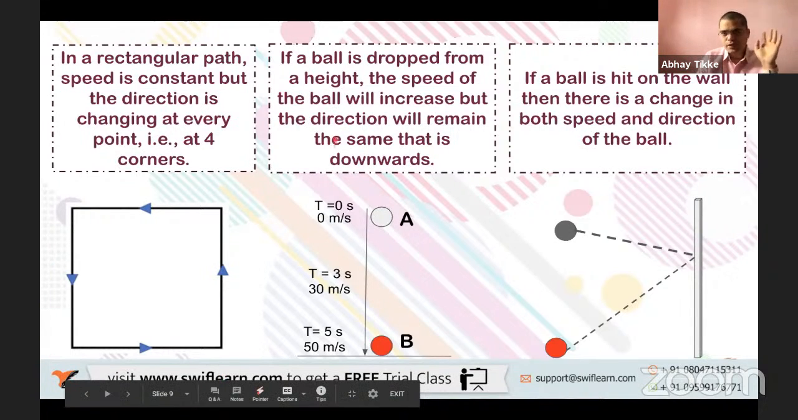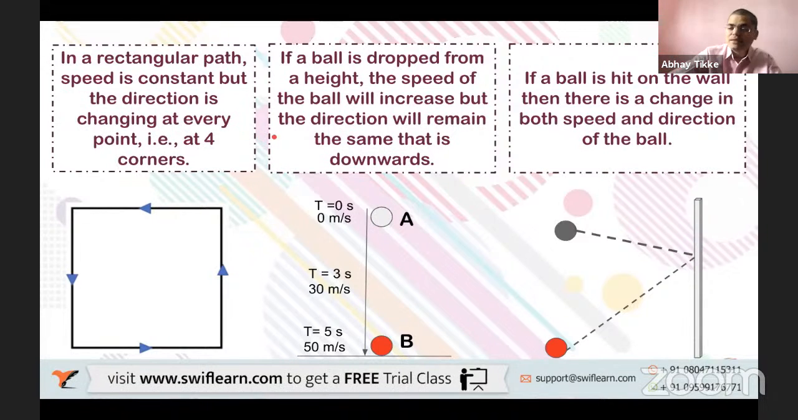Example, fine. Second, if a ball is dropped from a height, the speed of the ball will increase, but the direction will remain the same, that is downwards, right? I can give you a simple example again. Let's say this is a pen, I'm dropping it. When I'm dropping it, what is happening with the direction? Is the direction the same or changing? Direction is the same. It is falling down, so the direction is the same.